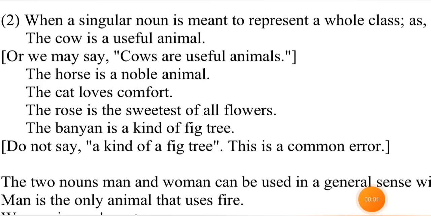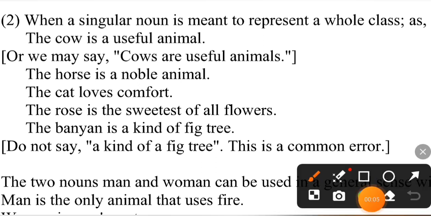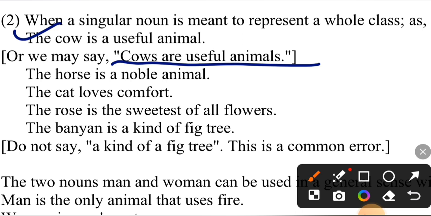Next, the rule is when a singular noun is meant to represent a whole class. When any singular noun is meant to represent a whole species, we have to put the article the before that singular countable noun. As the example here, the cow is a useful animal. Similarly, if we say cows are useful animals, it means both have the same sense here. Now next, the horse is a noble animal. It is also giving the same sense as cows.